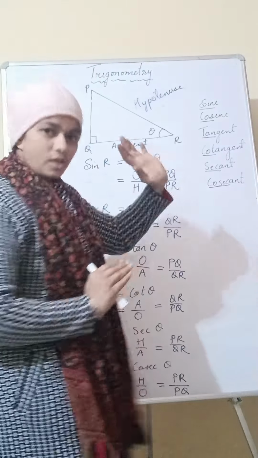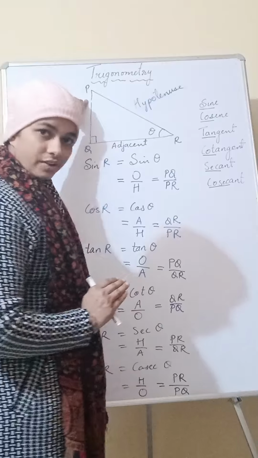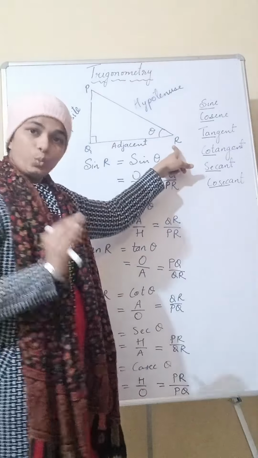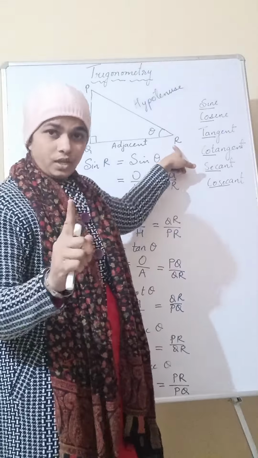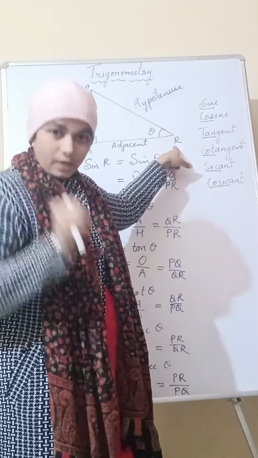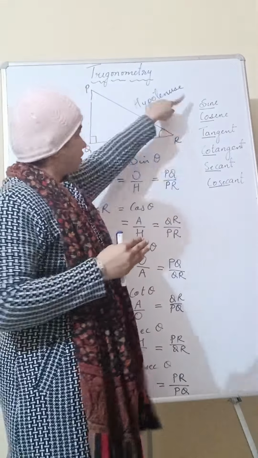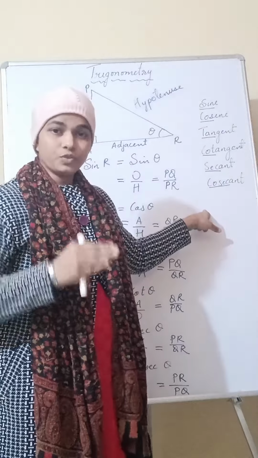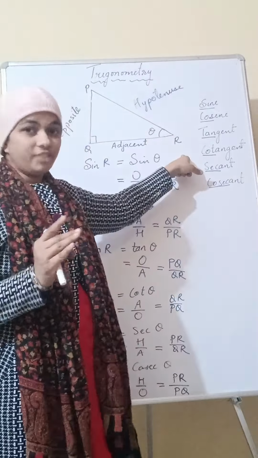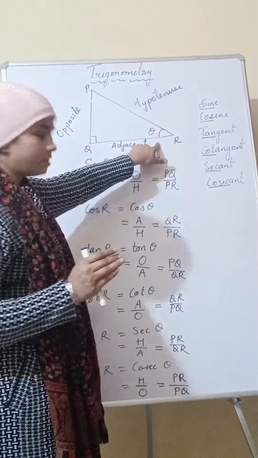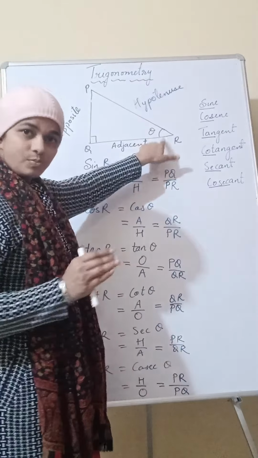triangle. So let us consider this right angle triangle PQR with respect to reference angle R. एक एंगल चाहिए हमको कोई भी, using that with respect to that हम बाकी सारे ratios define करेंगे. Okay, so now I am taking reference angle as theta, which is angle R. I have named angle R as theta. Now what will I do with respect to this angle?